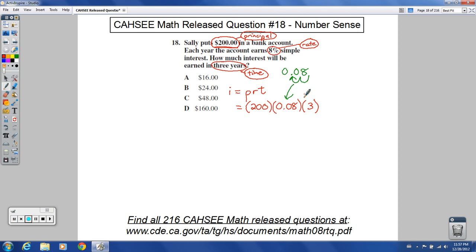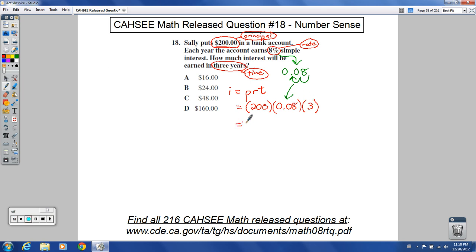All right, what are we going to get there? So this is the rate. Let's just make a little note of that. So that came from there. So hopefully you notice that this is all multiplication here: 200 times 0.08 times 3.